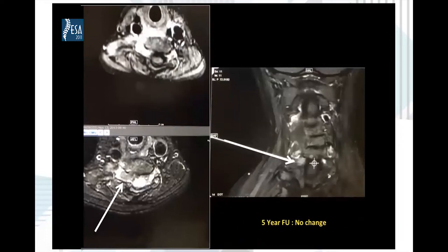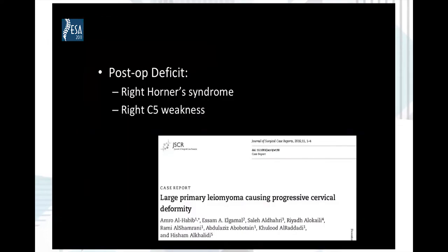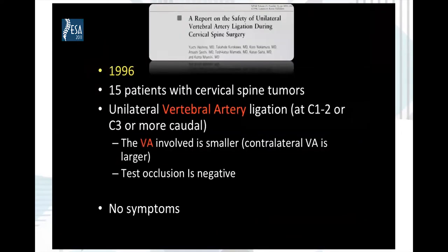During surgery, we resected the remaining part of the artery, mainly above and below the tumor. And the embolization helped us significantly to recognize the artery within the tumor. Post-operatively, she had a right Horner syndrome and a right C5 weakness.